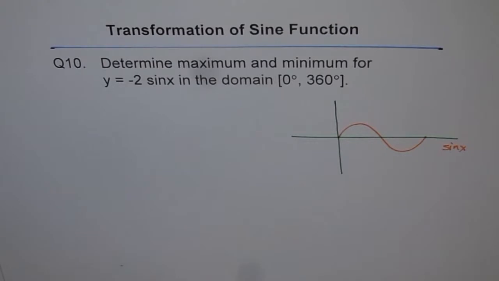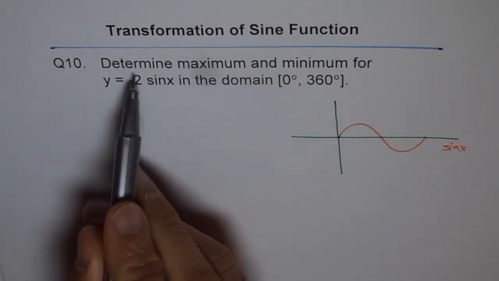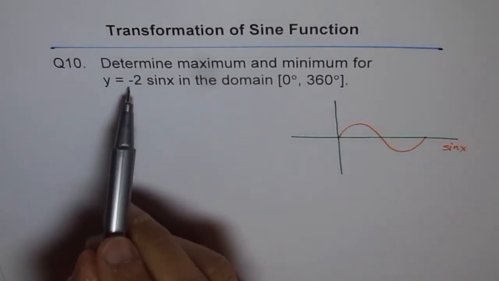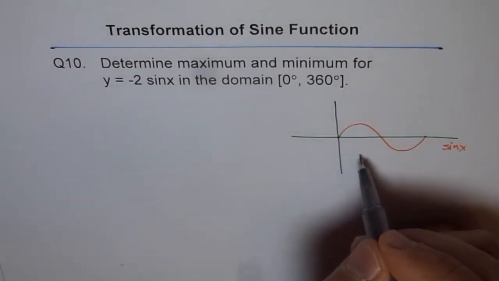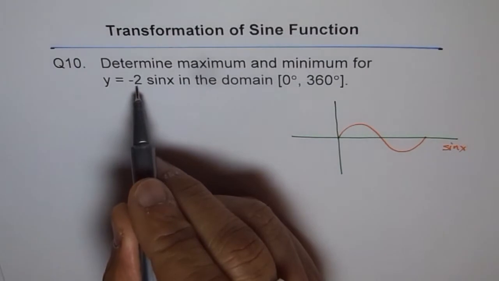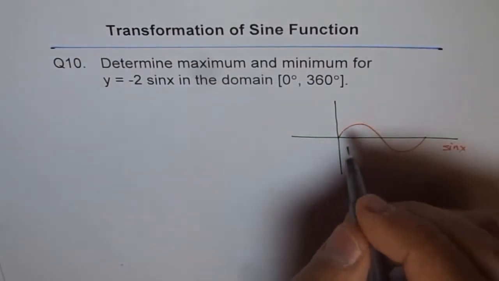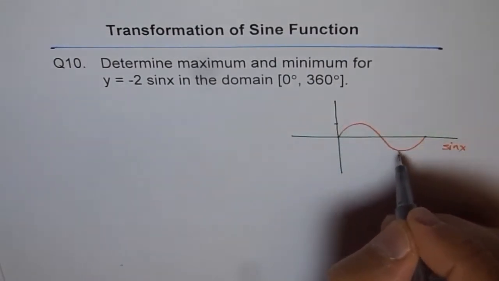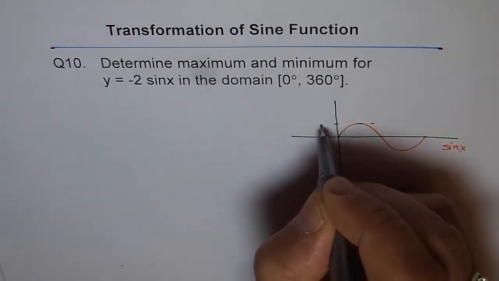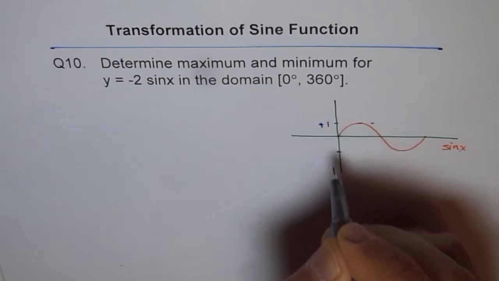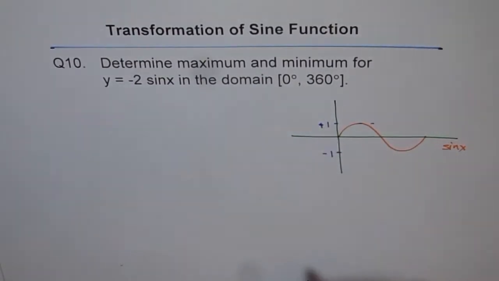Now we want to sketch y equals to minus 2 sine x. Now what does this mean? Minus means the graph gets reflected downwards, right? And 2 means stretched by a factor of 2. So initially we have a sine wave whose maximum is plus 1 and the minimum is minus 1. Right?